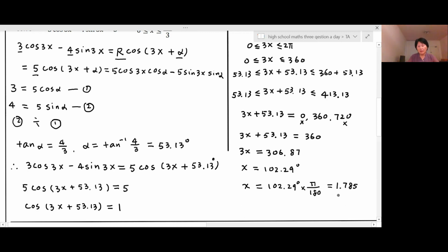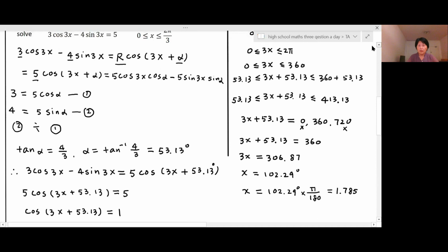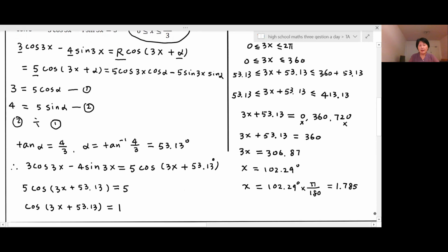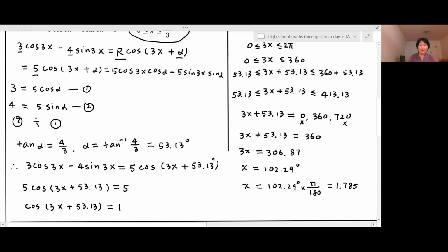Okay, so we finished the question. Why do I have to leave it in radians? Because in the question, they gave radians. That's why for the final answer, I just leave it in radians. Okay, so we finished the second question.